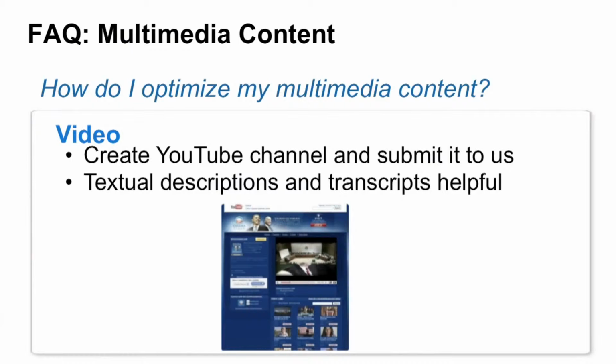You might also be asking, how do I optimize my multimedia content? Well, that's a great question. We're going to take a look at two types of content. First, let's talk about videos. With videos, you can create a YouTube channel and submit that to us. We're looking to include other types of video hosters, but right now with YouTube, we have a pretty good idea of the user experience, that the video will load, etc. So YouTube is a trusted video hoster platform for us. And if you do use YouTube, remember that including textual descriptions and transcripts are also helpful, because that helps us associate a specific video with the subject matter.